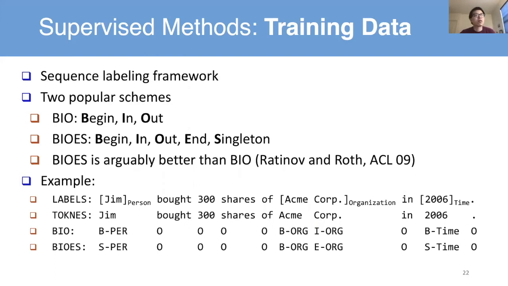If we have the same example sentence, we are going to annotate every token following this scheme. Suppose we're using BIOES here. Jim will be annotated as S-person because this is a singleton entity, and ACME Corporation will be marked as B-organization and E-organization accordingly because these are the beginning and the end of the entity. The other, non-entity tokens will be marked as O.